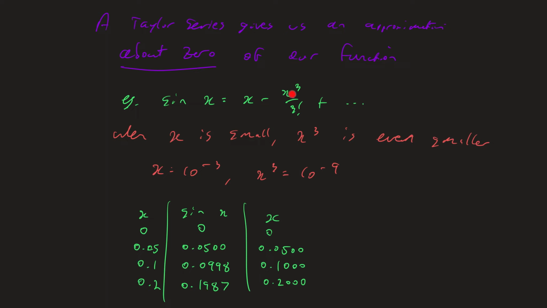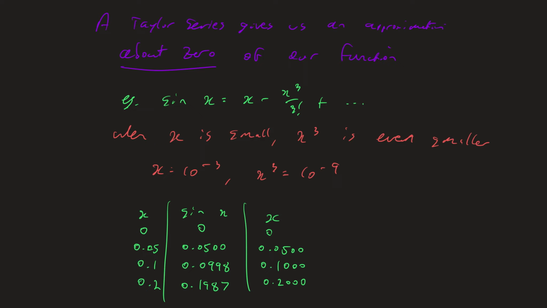The x cubed term is going to be even smaller. If x is 10 to the minus 3, then x cubed is going to be 10 to the minus 9, for example. So we claim that we can ignore higher order terms and approximate a function by the first few terms in its Taylor series, and this should be accurate about the origin, close to when the argument is 0.